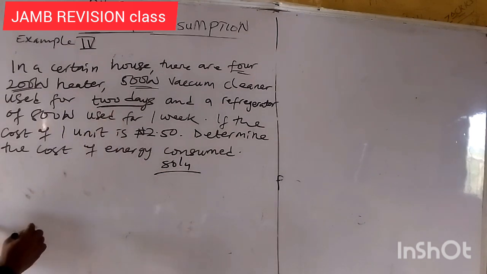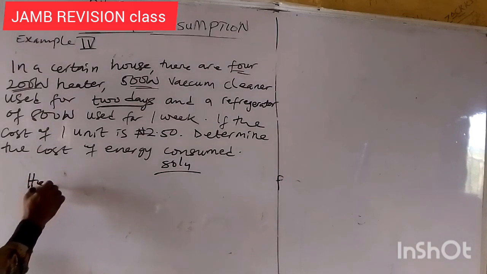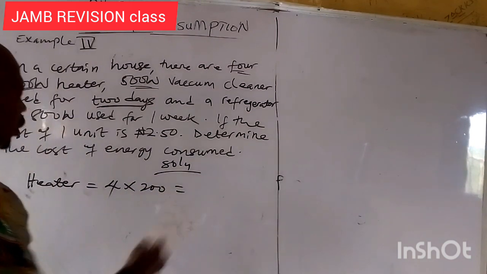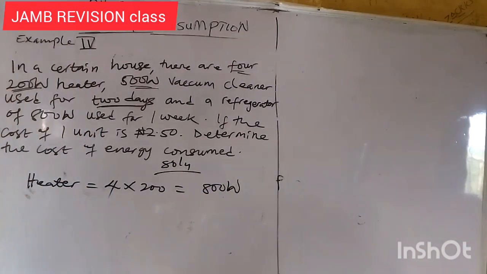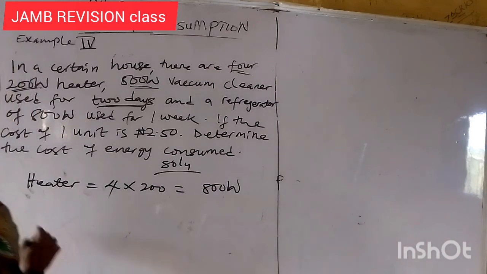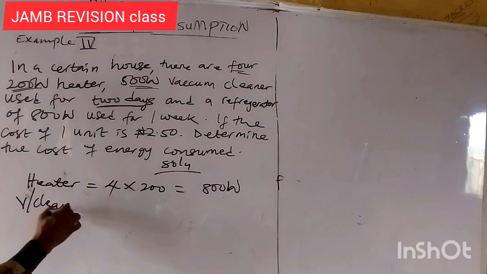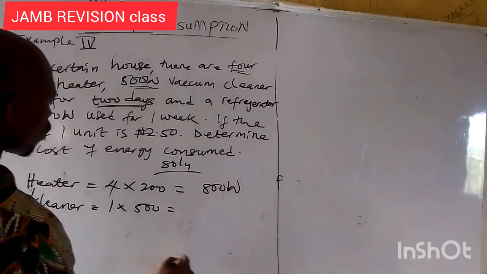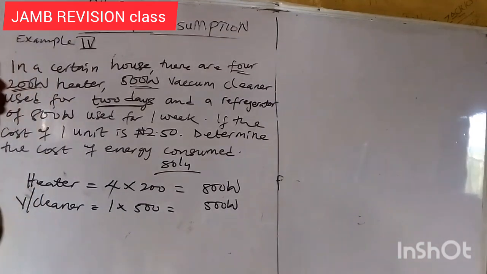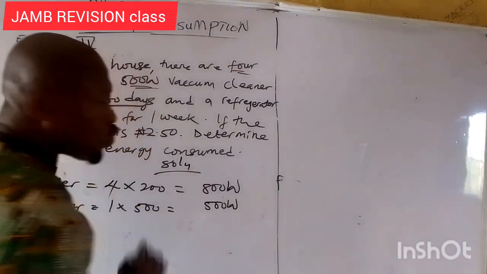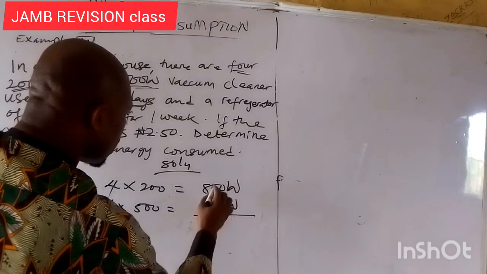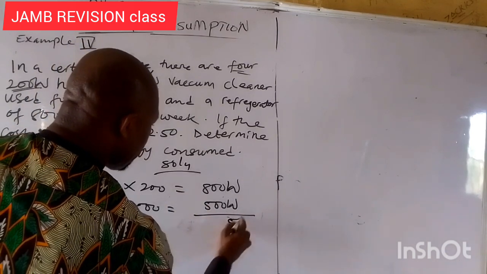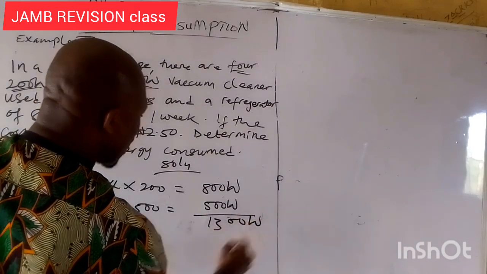So we now have, in this math now, the electric heater here, there are 4 of them. Now 4 times 200 watts will give us 800 watts for the heater. Now the vacuum cleaner in this one is just 1 times 500, which will give us 500 watts. Remember, these two were used for 2 days, so you calculate it separately. 800 plus 500 will give us 1,300 watts.